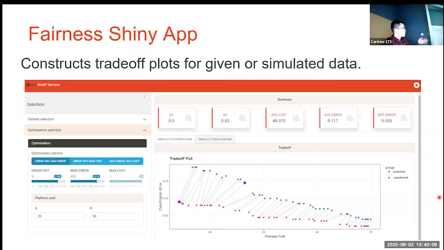And then we also deploy this in a Shiny app so that you can upload your own data, or you can use simulated data and see how this trade-off looks.